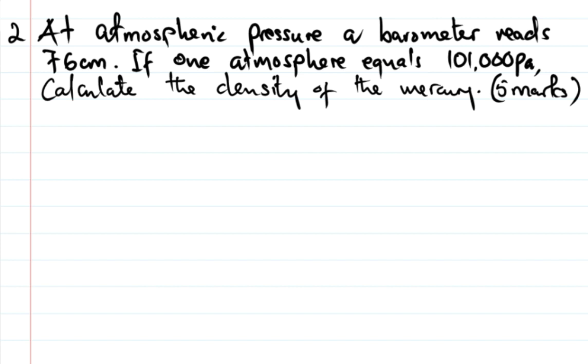The other question reads: at atmospheric pressure, a barometer reads 76 centimeters. If one atmosphere is 101,000 pascals, calculate the density of the mercury. Five marks awarded. So let's have the solution. Since mercury is a liquid, there will be liquid pressure, and the liquid pressure formula was derived earlier. Pressure in liquids is affected by the density of the liquid, the height of the liquid, as well as gravity, the acceleration due to gravity. To understand this, let's have this illustration.